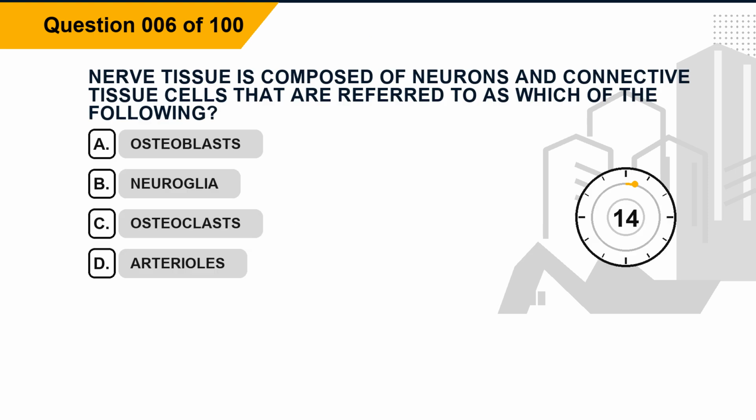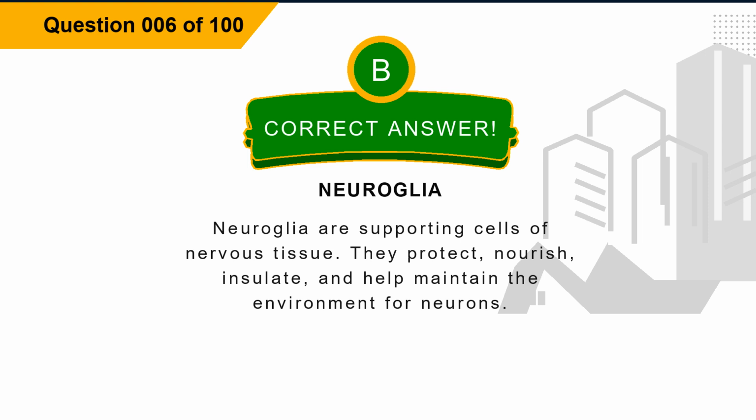Question 6. Nerve tissue is composed of neurons and connective tissue cells that are referred to as which of the following? Option A, osteoblasts. Option B, neuroglia. Option C, osteoclasts. Option D, arterioles. The correct answer is option B, neuroglia. Explanation. Neuroglia are supporting cells of nervous tissue. They protect, nourish, insulate, and help maintain the environment for neurons.